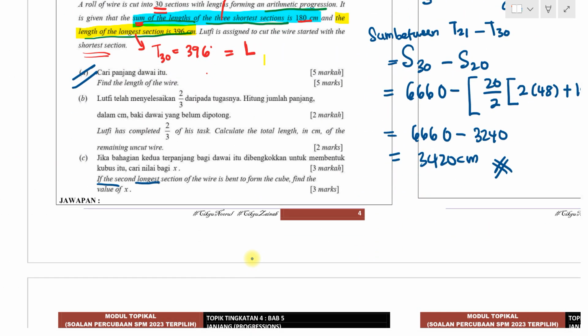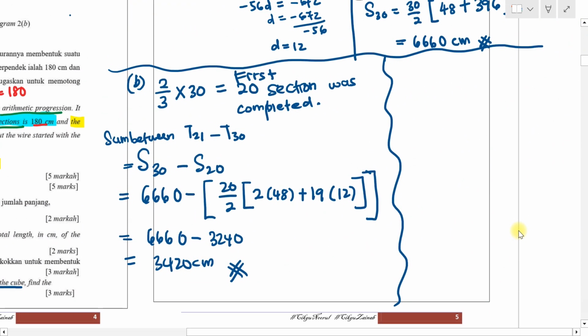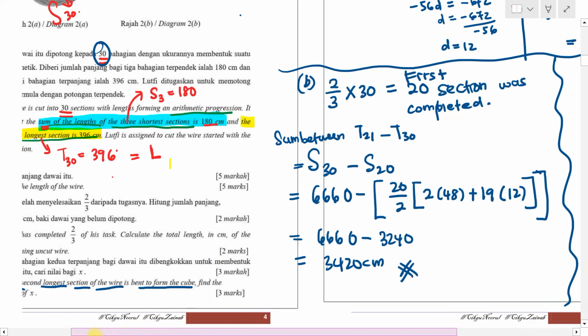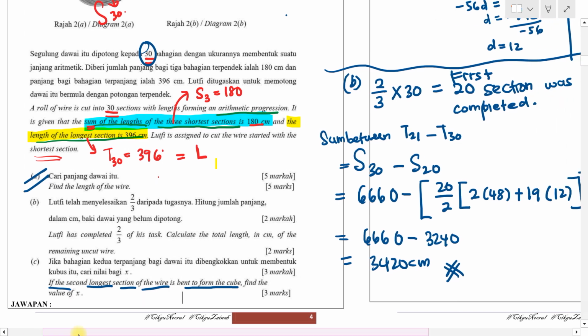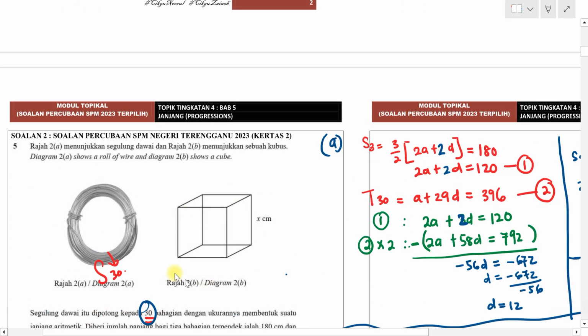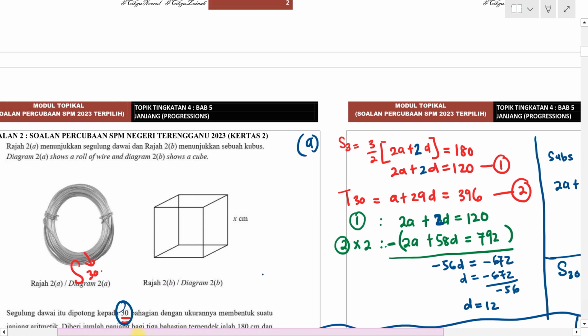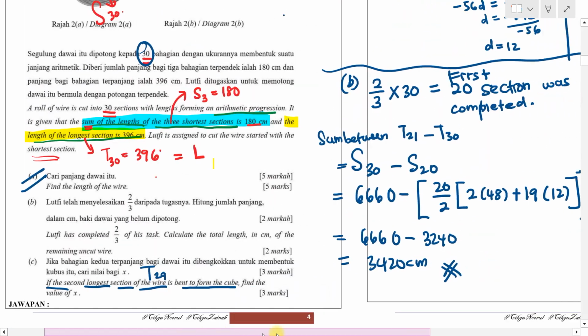If the second longest section of the wire is bent to form the cube, find the value of x. Second longest. Okay. Navina, what does second longest mean? S29, sir? S29? Wrong. Not S29. T29. They did not say the sum of the longest section. So, T29 is bent into this form. So let's see how much T29 comes to.